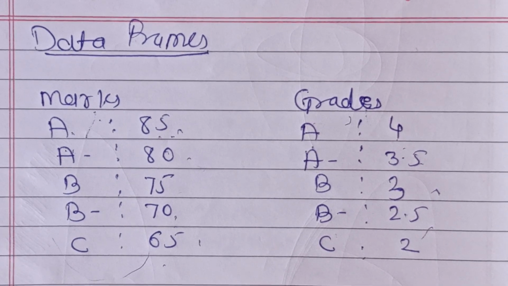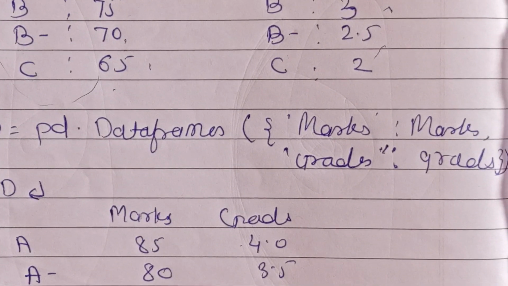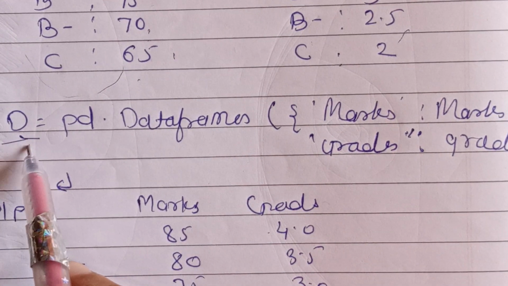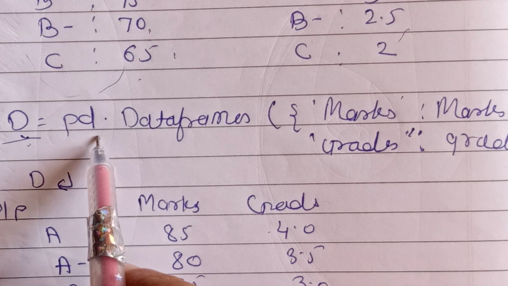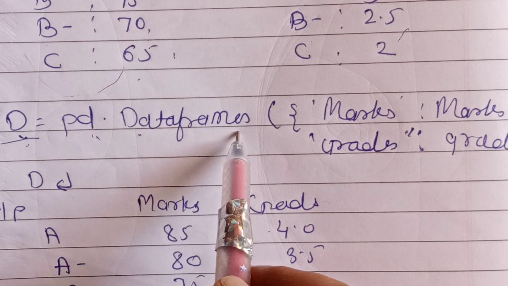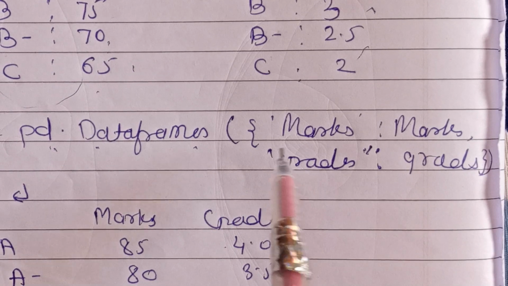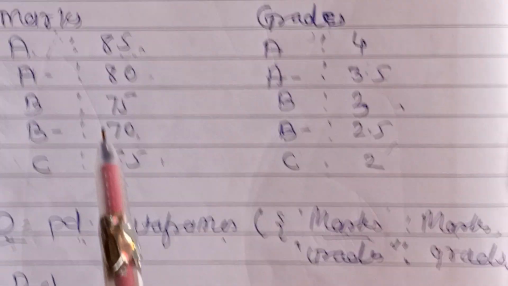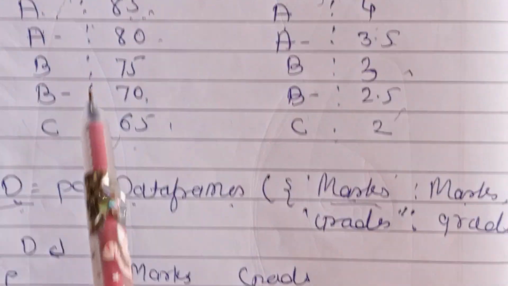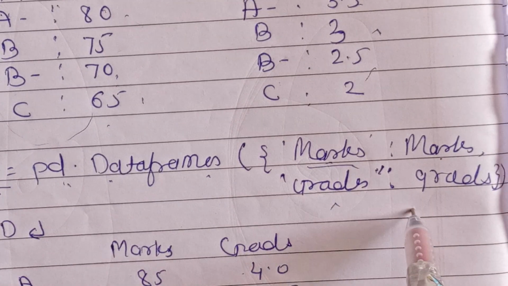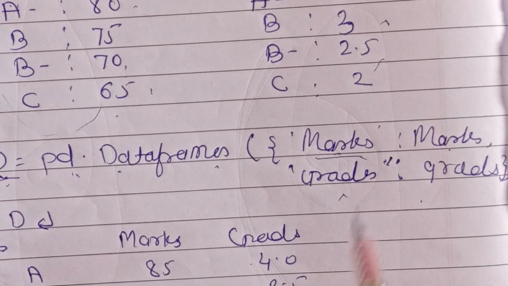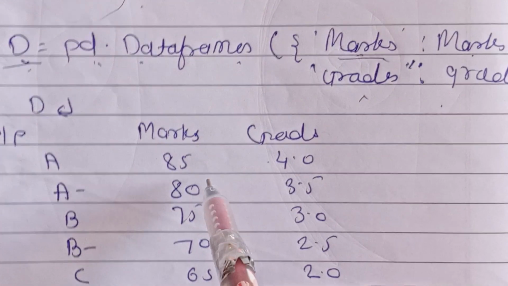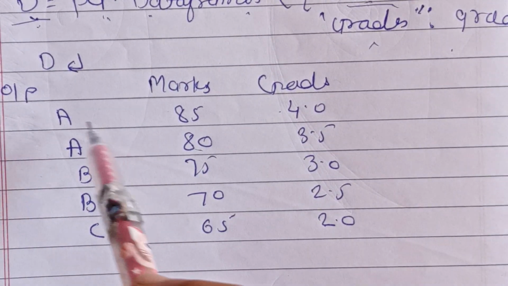Now let us see how to create a data frame. Now we are storing the data frame created in variable d equals to pd, that is pandas dot DataFrame, and the first key is marks and we are assigning value marks. This marks dictionary we are assigning it, and next grades we are assigning the value of the grades dictionary. Now after doing this you are forming a data frame with 3 columns and 6 rows.